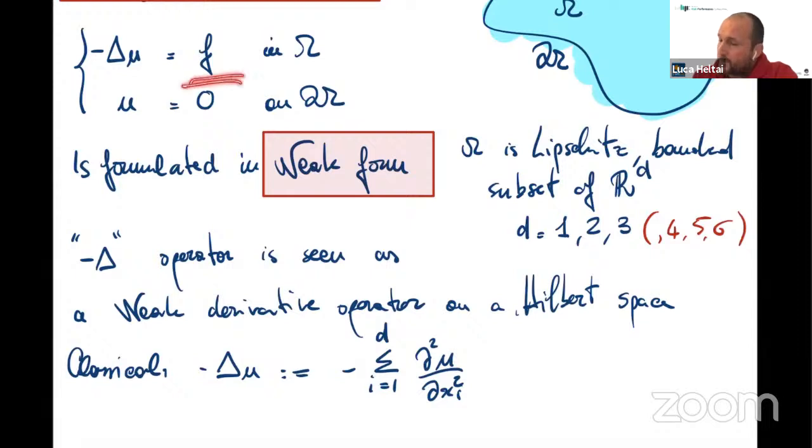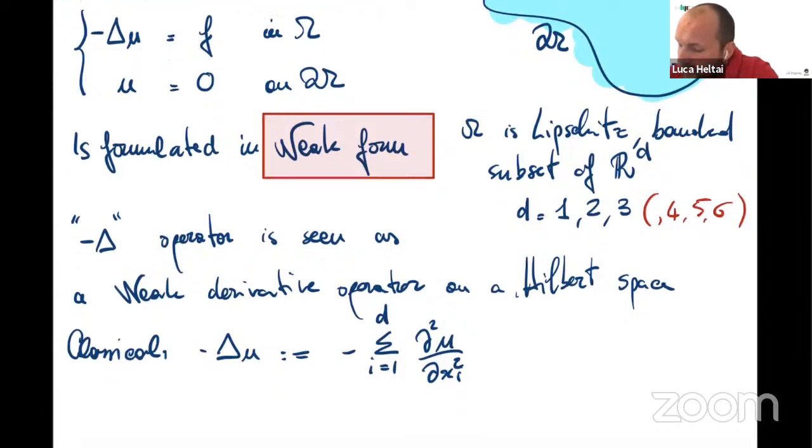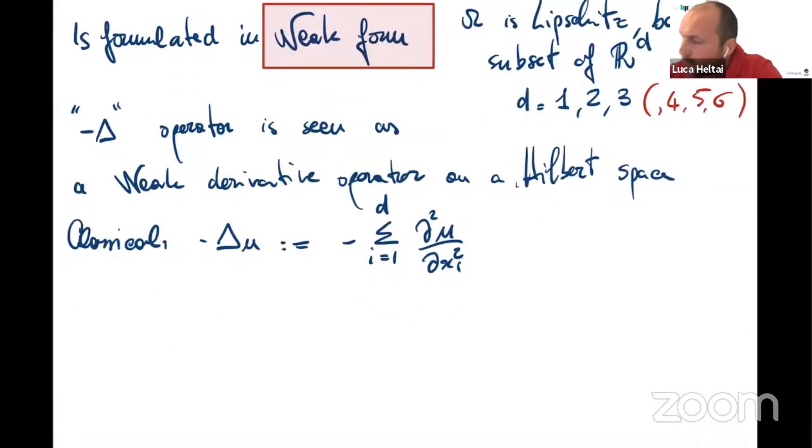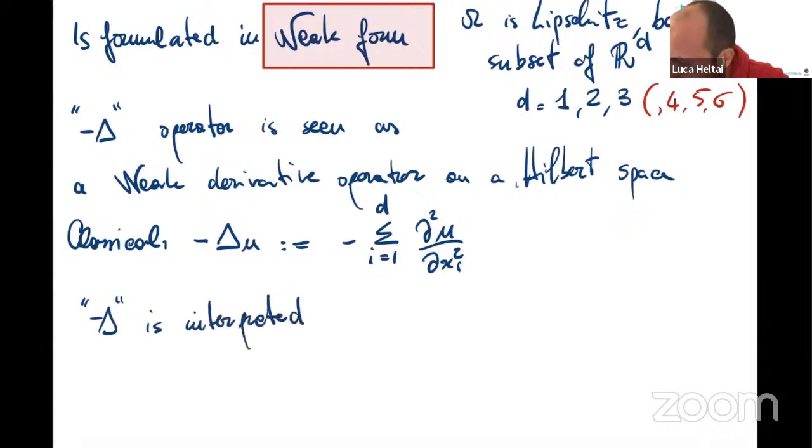F has to be at least continuous. Then if you have this, the Laplacian of u might be a C2 function. So this is a complicated setting in which these problems are formulated. So typically, what one does in this particular case is to reformulate the problem where minus the Laplacian of u is interpreted weakly.